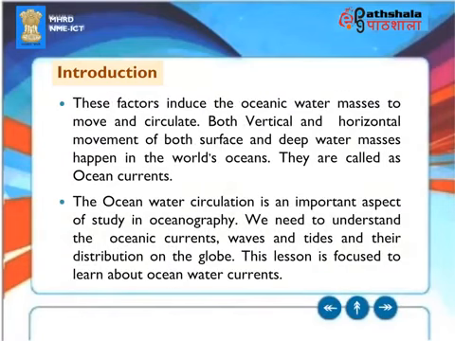These factors induce the oceanic water masses to move and circulate. Both vertical and horizontal movement of both surface and deep water masses happen in the world's oceans. They are called ocean currents. The ocean water circulation is an important aspect of study in oceanography. We need to understand the oceanic currents, waves and tides, and their distribution on the globe. This lesson is focused to learn about ocean water currents.